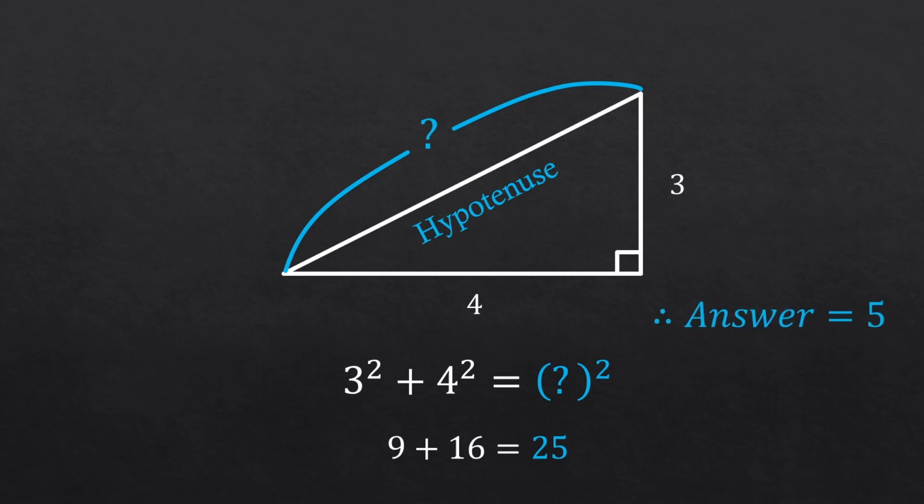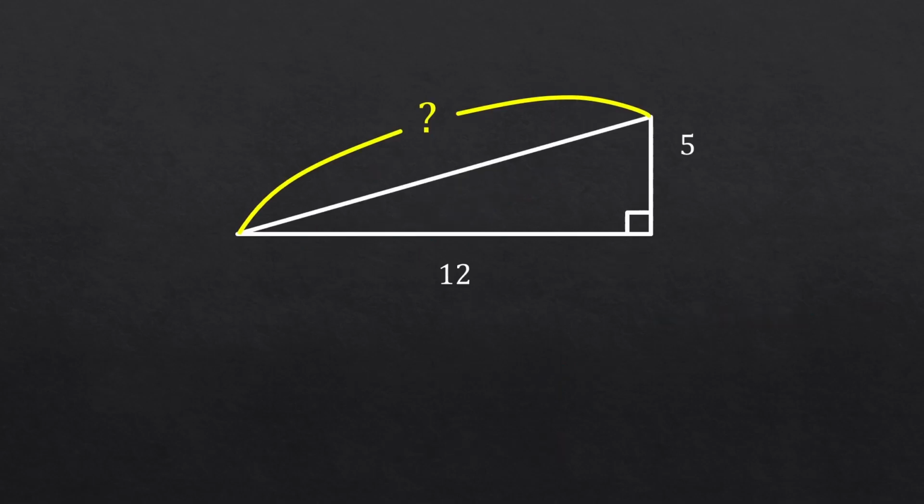Okay, let's try another one. What is the length of this hypotenuse? These two sides are 12 and 5. And again, we have to find the hypotenuse, which is the longest side in this right triangle. Hypotenuse is always the longest side, okay?